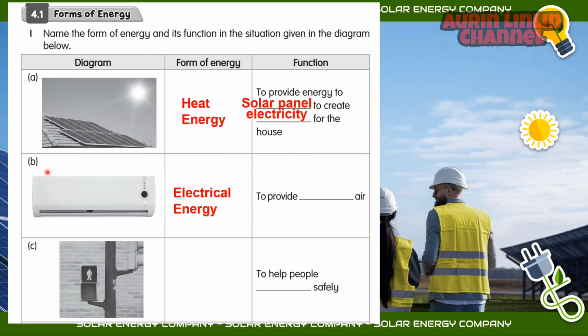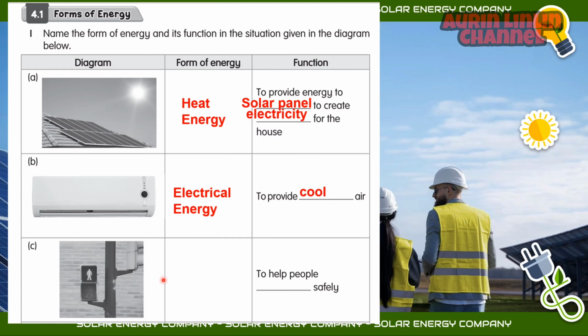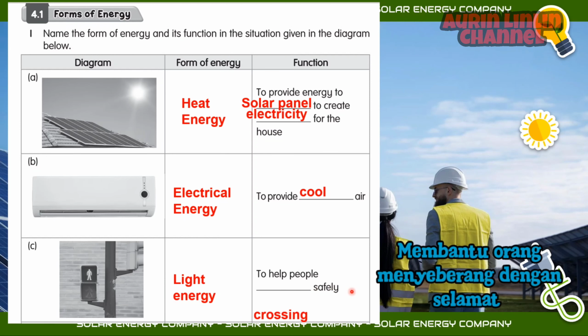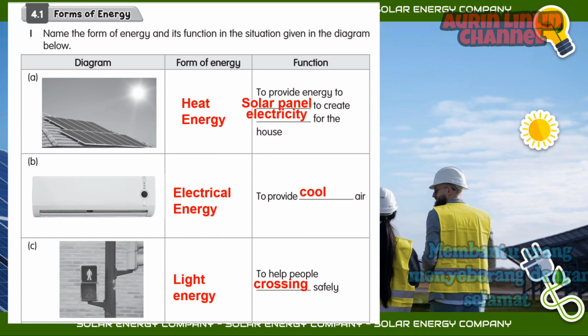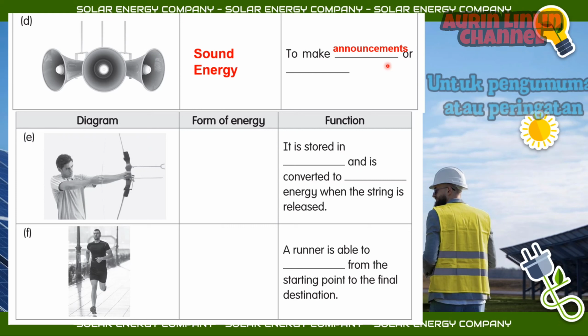Picture B. The form of energy is electrical energy, and the function is to provide cool air. Picture C. The form of energy is light energy, and the function is to help people crossing safely. Picture D. The form of energy is sound energy, and the function is to make announcement or warnings.